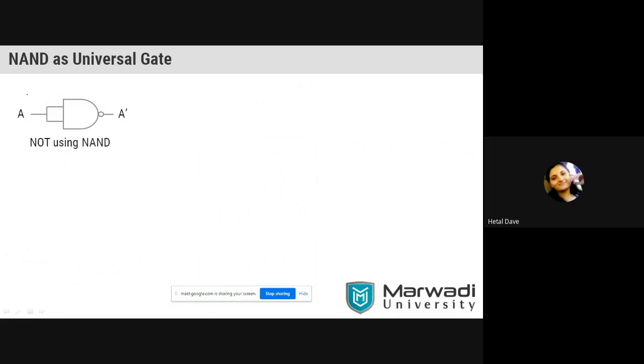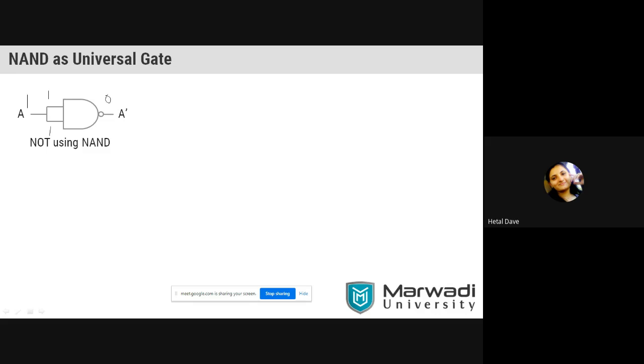Let's say input is 1. So here both the inputs will be 1. I already told you the output. So what is the conclusion? If we take a NAND gate and short its inputs with each other, and check its output, then the output of this NAND gate will be equivalent to a NOT gate.